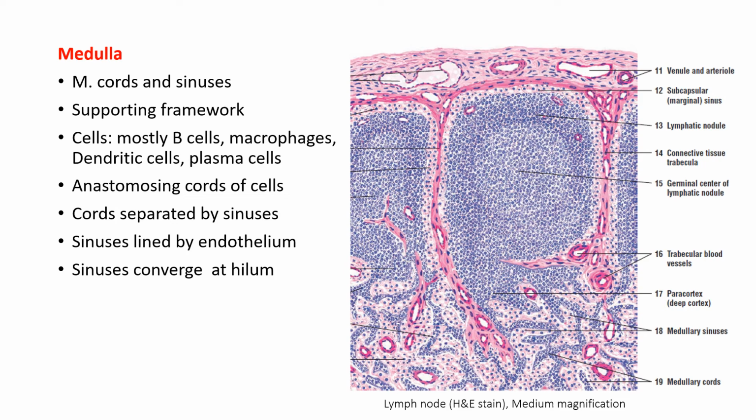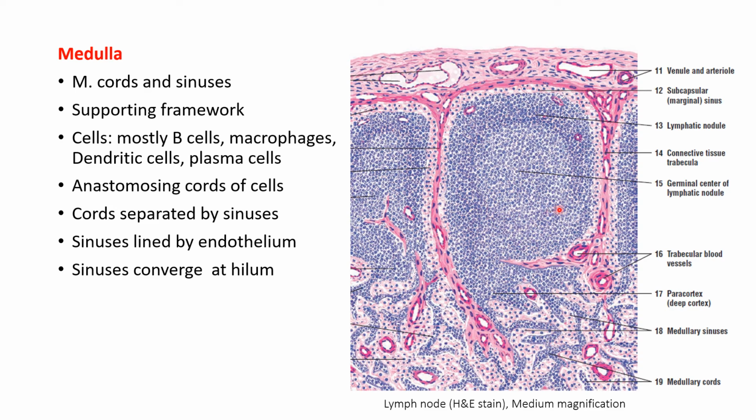Coming to the medulla, it comprises the medullary cords and the medullary sinuses. Also, there will be the reticular tissue framework supporting these cords and sinuses. The cells that are seen in the medulla are mostly B lymphocytes, macrophages, dendritic cells, and plasma cells.